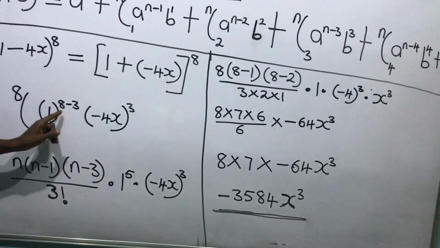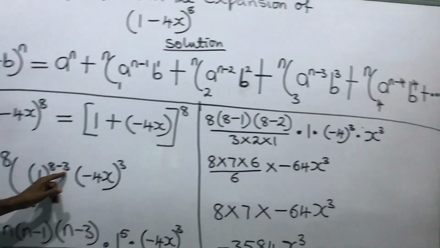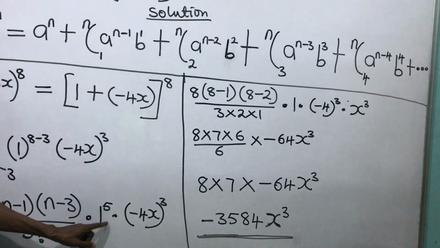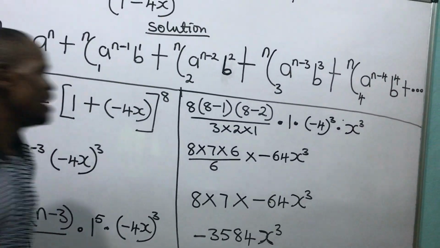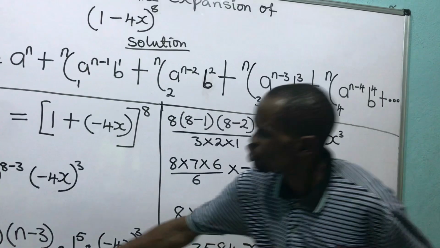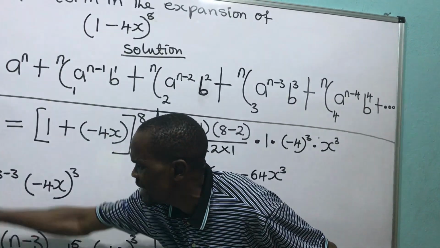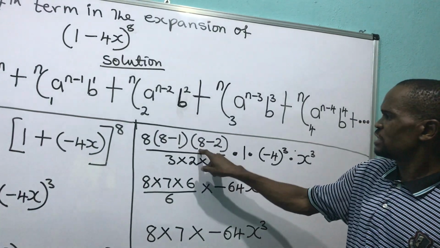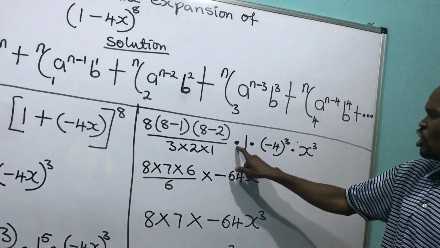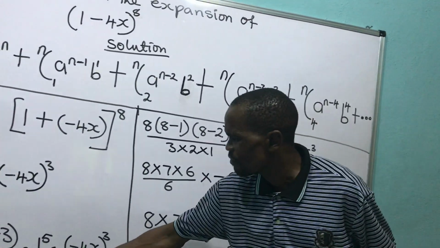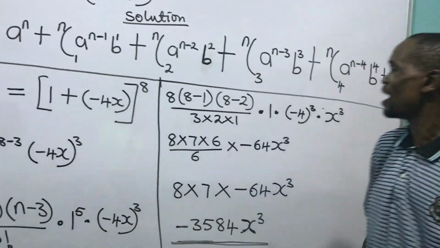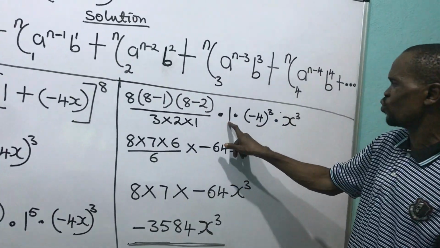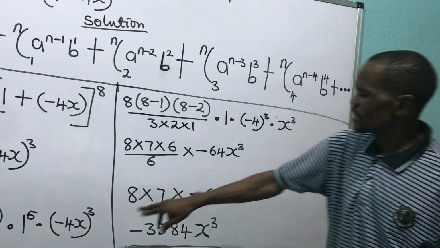Then this 1 is raised to the power of what? 8 minus 3 gives me 5. That's 1 raised to the power 5, and this is this. Then coming to that, I'm going to substitute. What's N? N is 8. It becomes 8 into 8 minus 1, 8 minus 2, and dot 1, because 1 raised to any power is 1. 1 raised to the power 1 million is 1.